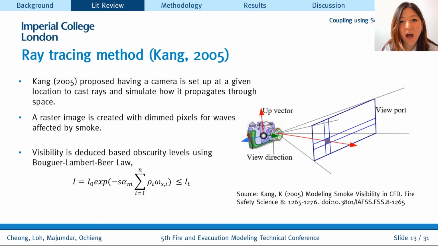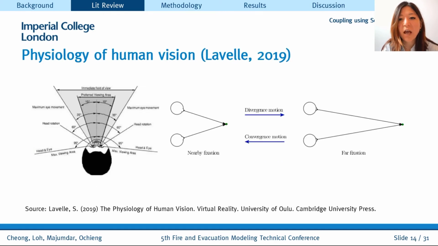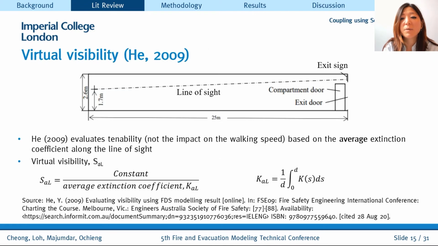Considering research outside of the evacuation field, Labelle studies the physiology of human vision and shows that the preferred vision area is actually quite narrow, and non-visually impaired people fixate on a point over a distance, which helped us formulate a single ray method. Shooting a single ray has been considered before, particularly by He.